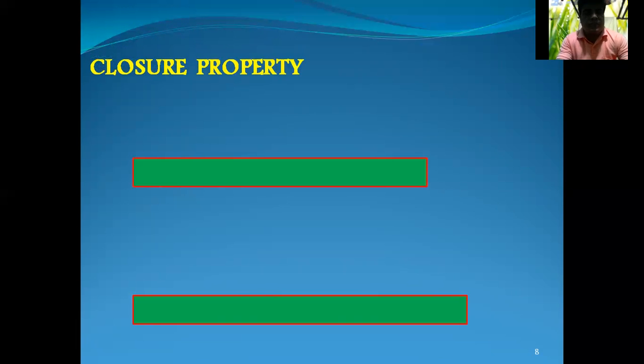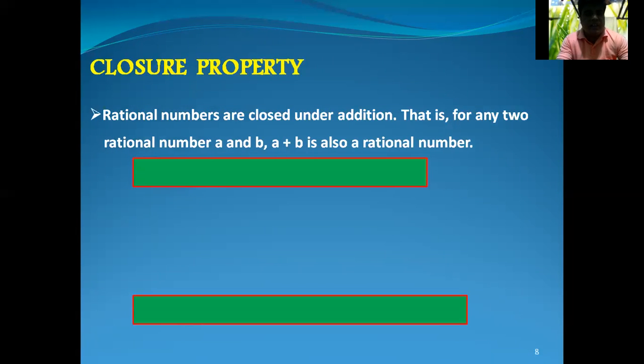Now closure property. What do you mean by closure property? In this topic of the closure property, rational numbers are closed under addition. That is, for any two rational numbers a and b, a plus b is also a rational number. An example is given in the box below. 8 plus 3 equal 11 is a rational number.